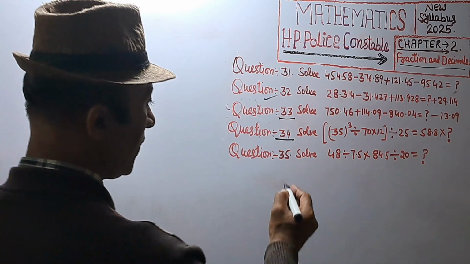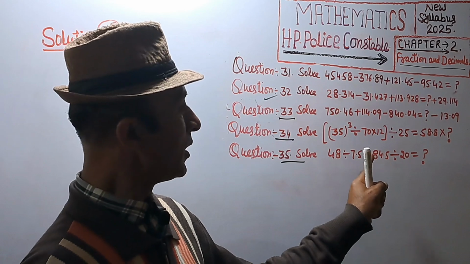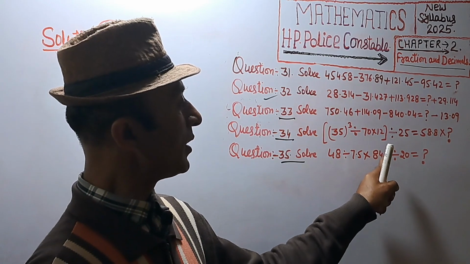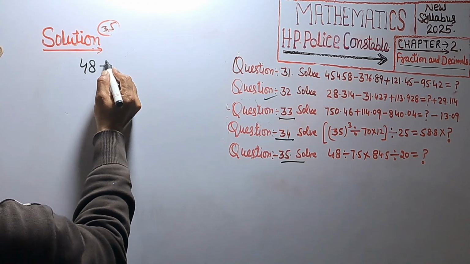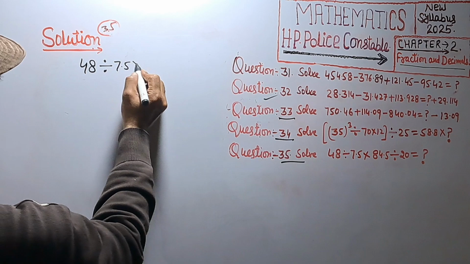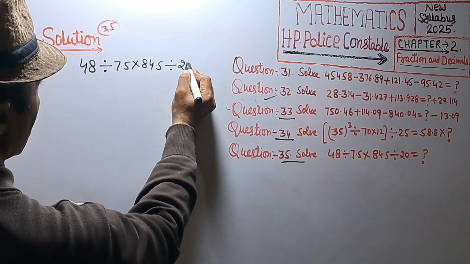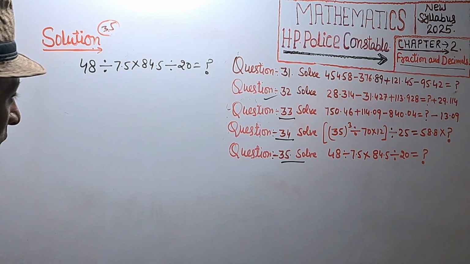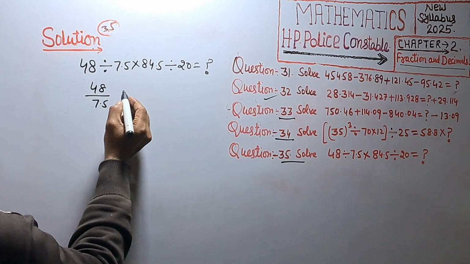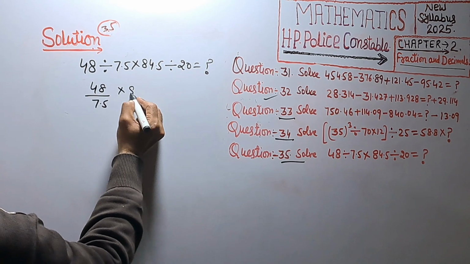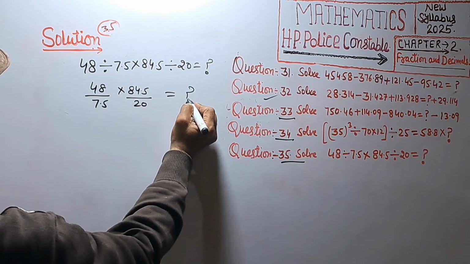Answer. Next question 35. Solve 48 divided by 7.5 multiplied by 84.5 divided by 20 equal to ?. Given question is 48 divided by 7.5 multiplied by 84.5 divided by 20 equal to ?. First 48 divided by 7.5 into 84.5 divided by 20 equal to ?.